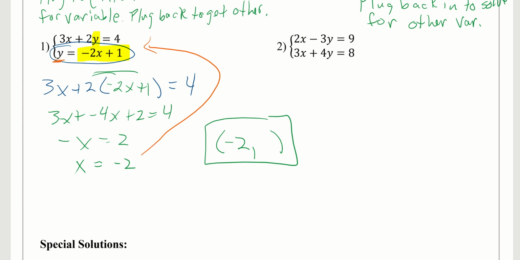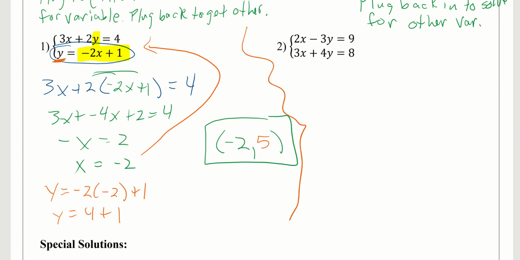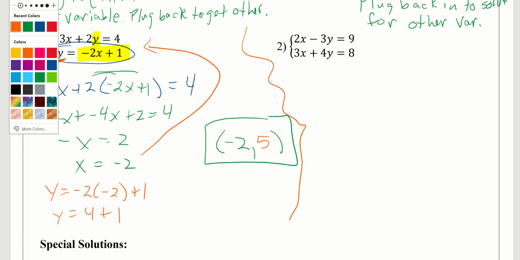This one's solved for y already, so that makes my life a little easier. Technically, you could use the top one. It'll be a little bit more work, but it'll come out with the same answer. So you get positive 4 plus 1, which in this case would be 5. So your answer for that one would be negative 2, 5.